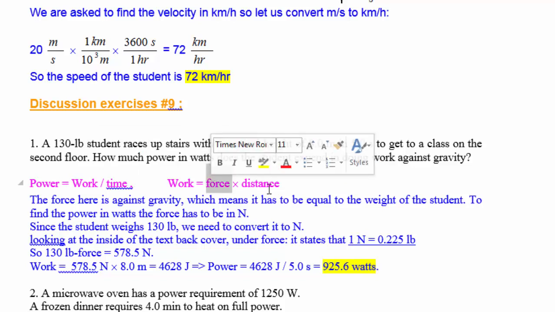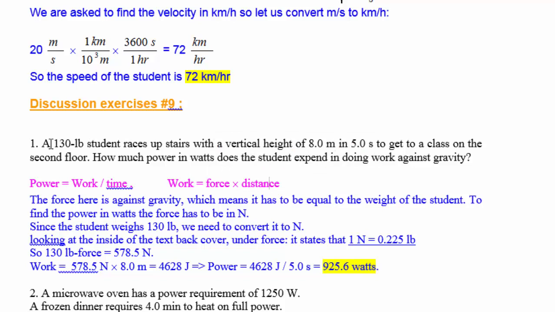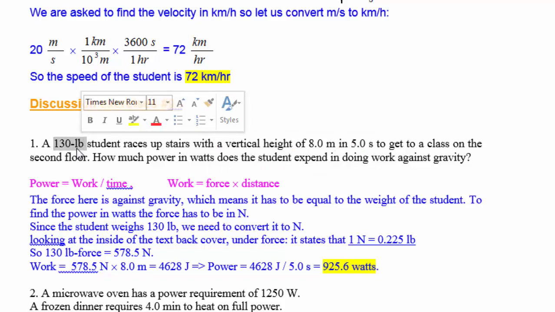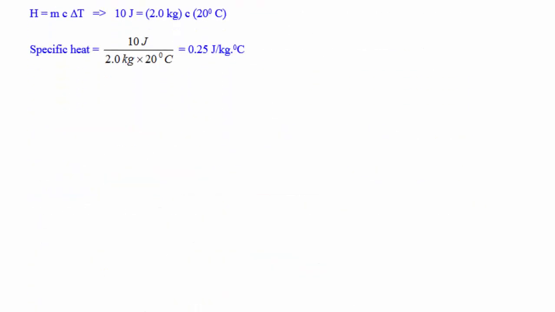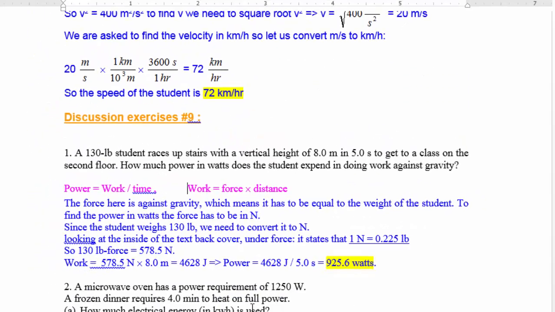You just multiply the force in Newton by the distance. Sometimes the force will be given in pounds, so you have to convert the pounds to Newton. Sometimes you'll be given the mass in kilogram, and you have to multiply by 9.8 to get the weight in Newton in that case. Now, another type of problem involves the unit kilowatt hour.